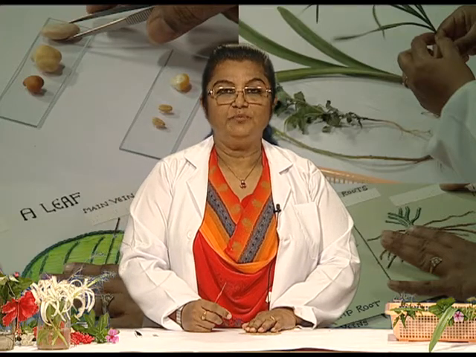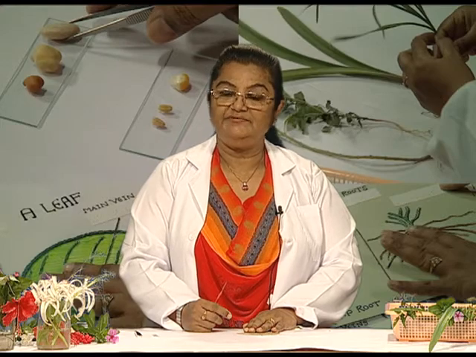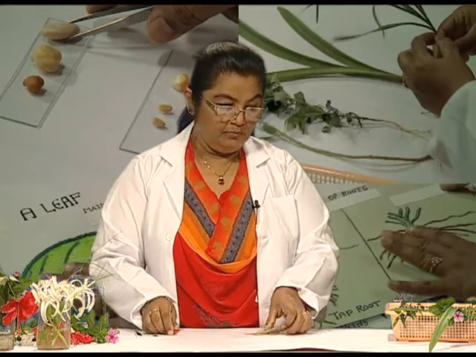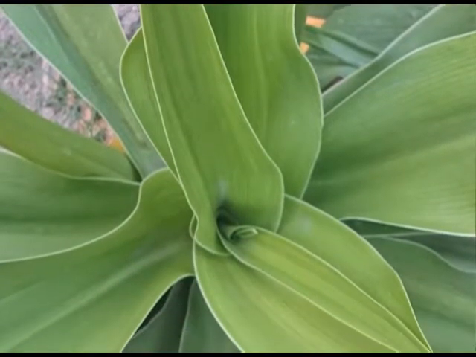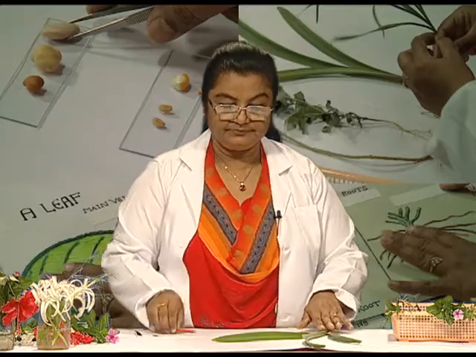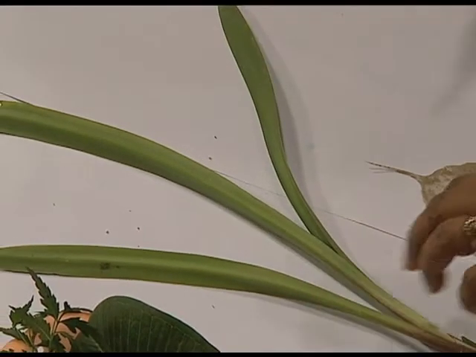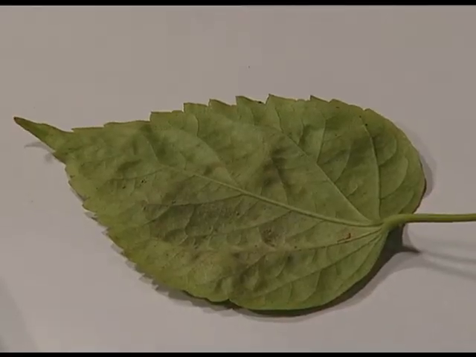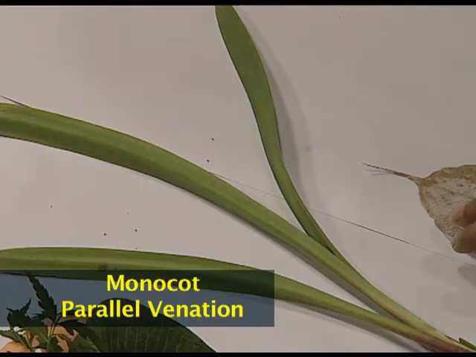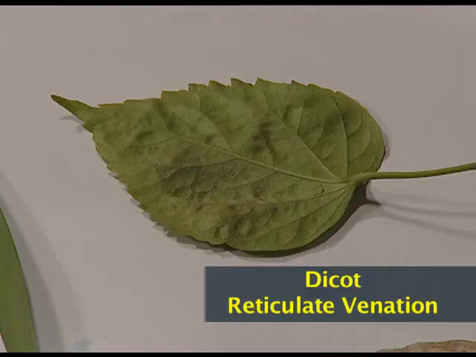Another difference that we find in the leaves of monocots and dicots is about leaf venation. Leaf venation is the arrangement of veins in the form of a pattern. In monocots, we see that the veins are going parallel to each other. And in dicots, we see that the veins are in the form of a network. So in the monocots, we have parallel venation, whereas in dicots, we have reticulate venation.